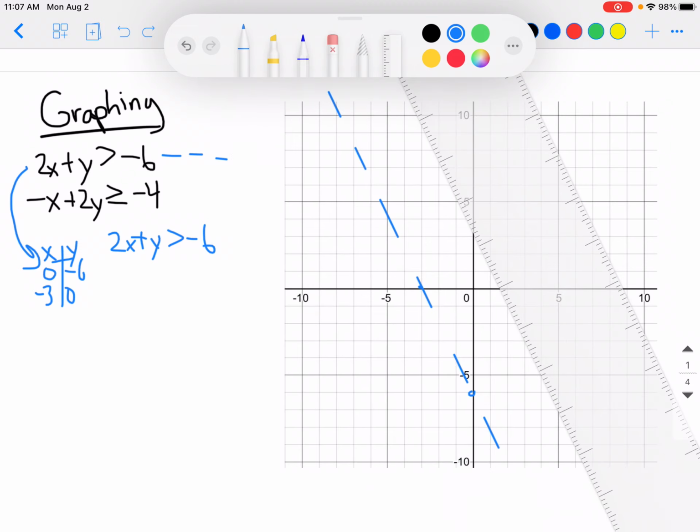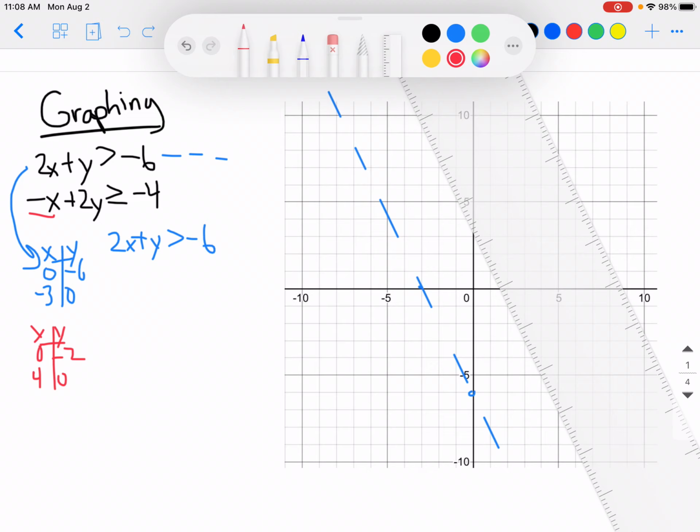Now let's take a look at the other one. Negative x plus 2y is greater than or equal to 4. Well, I'll use the same method, x and y, make a little table, 0 and 0. And now if I put in 0 for x, I have 2y essentially is equal to negative 4. Divide by 2, y is negative 2. Put in 0 for y, and x will have to be positive 4.